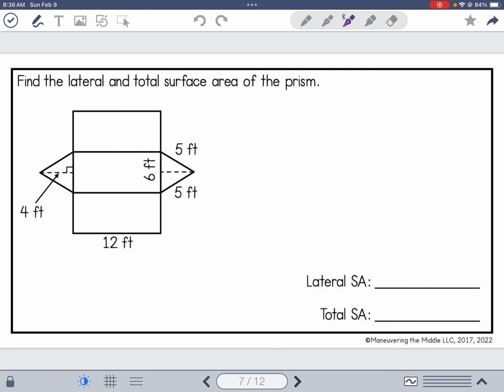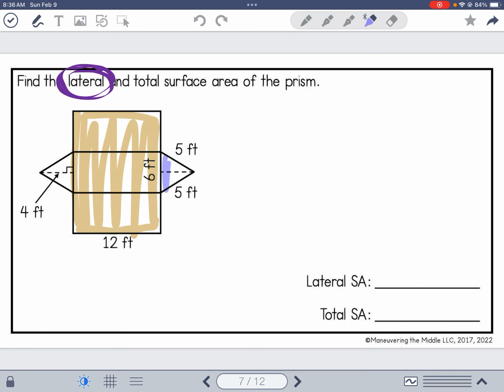So I'm on the next page, and it says find the lateral surface area. Remember from yesterday, lateral does not include the bases. So if I was looking at lateral, it would be my rectangles. If I'm looking at the total surface area, I'm going to add all my triangles. So again, lateral does not include your bases. So let me go ahead and just leave my bases highlighted.